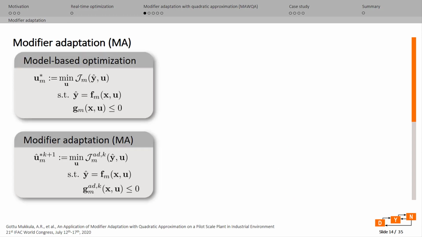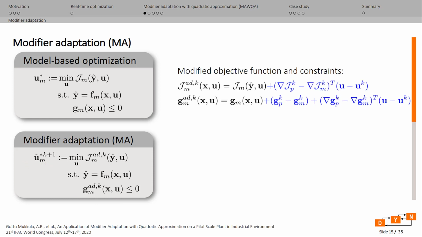As seen earlier, the optimization problem using a nominal model where a cost function is minimized subject to process constraints does not identify the true plant optimum. In modifier adaptation, the objective and constraint function of the model-based optimization problem is updated iteratively to compute a new input. The objective function is modified by adding a gradient correction term, and the constraint functions are modified by adding both bias and gradient correction terms.